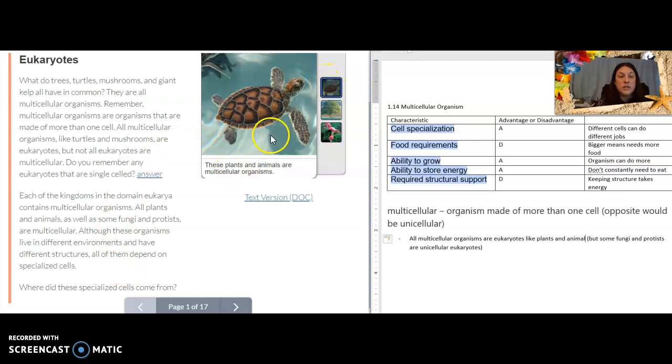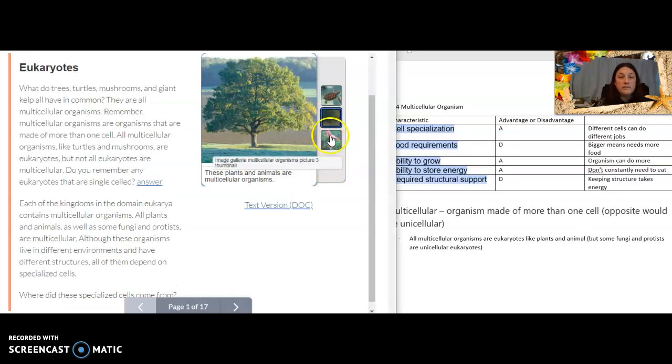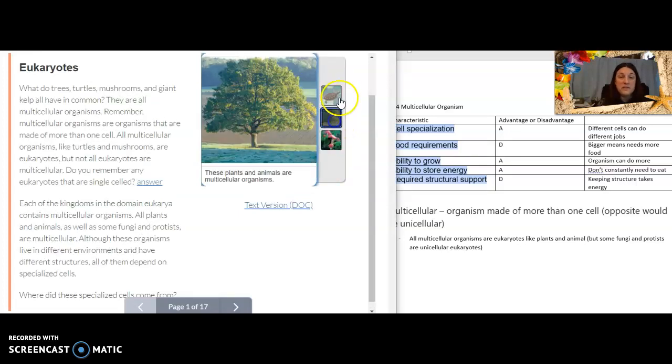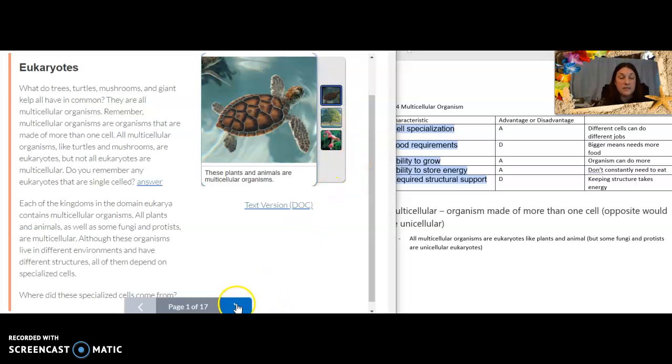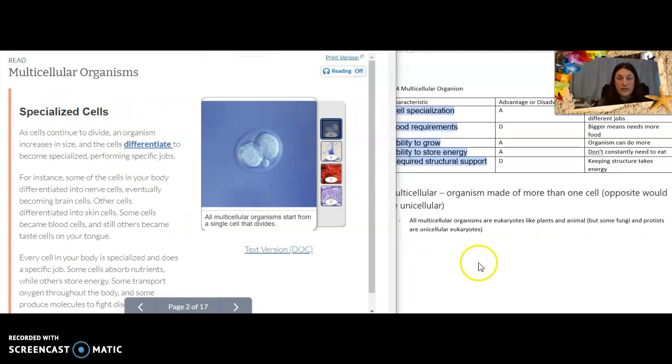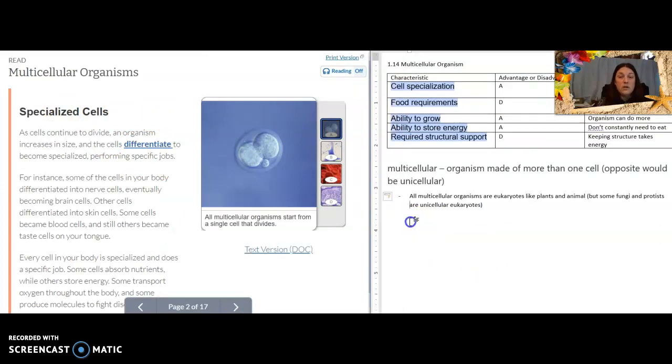All right, so let's look at our pictures. These plants and animals are multicellular, and it's just showing you some different ones. All right, so some fungus, plants, and animals. Looks like specialized cells is going to be on our next page. There we go. So the first vocab word that we see here, even before we start reading, is differentiate. So I'd probably add that in my notes right now.